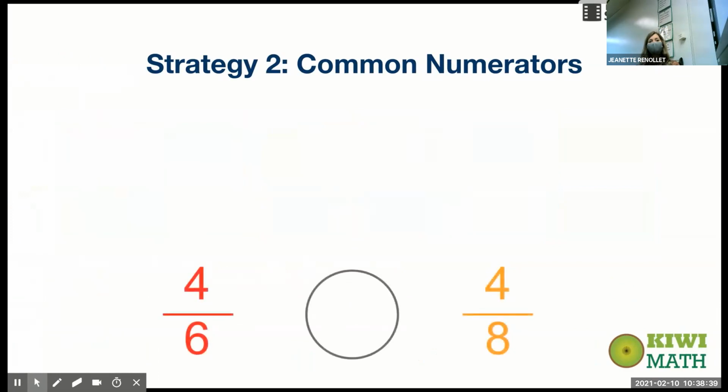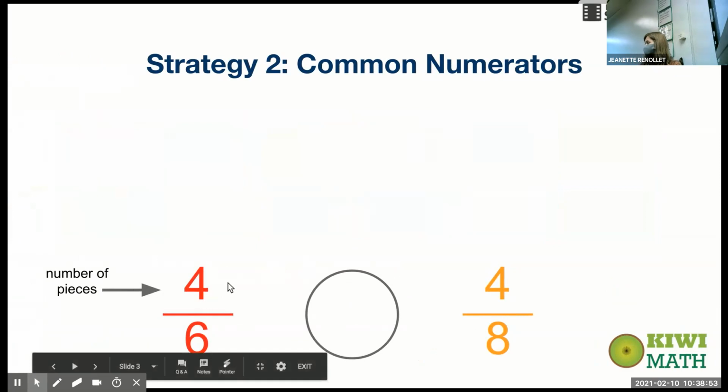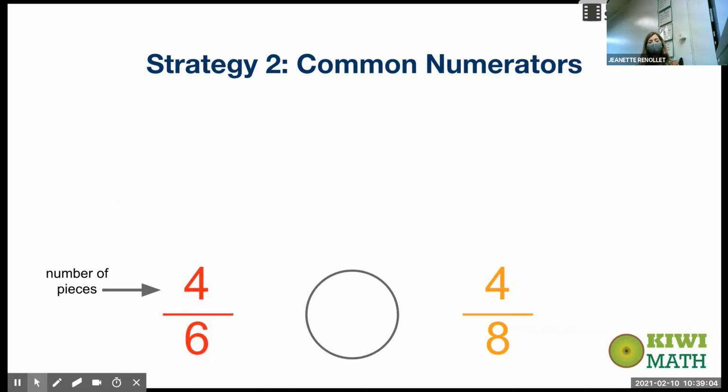And this would be used when we have two fractions that have the same numerator. So in this case, the numerator is 4. And again, let's reiterate from before that the number of pieces is what the numerator means. So this means that we have 4 pieces that are the size of 6ths and 4 pieces that are the size of 8ths. So if we have the same number of pieces, if I have 4 pieces and you have 4 pieces, which one is greater?